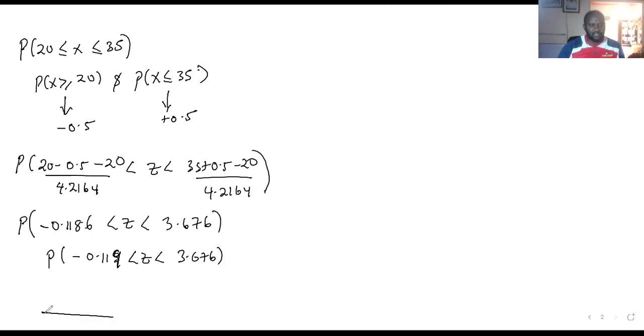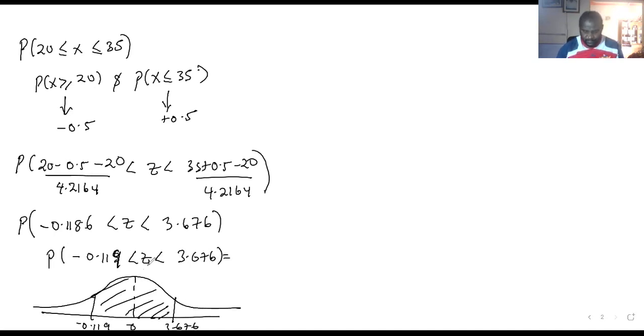So can we read that from the table or the calc? Then our bell curve graph will look like this. This is the 0. This side we have negative 0.119. This way we shall have 3.676. So we are having that total area. And what is the answer?